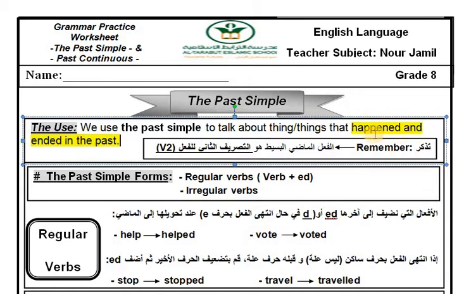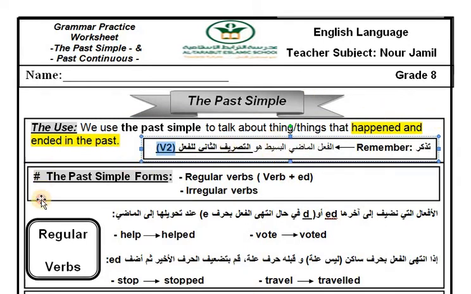Do you remember what's the meaning of happened and ended in the past? حصلت وانتهت في الماضي. شرط الماضي البسيط إذا بدك تستخدمه هذا الحدث أو الأحداث لازم يكونوا بلشوا وانتهوا in the past. Okay? As you see here بيحكي لنا remember that the verb and the past simple شكل الفعل بال past simple of course verb to.